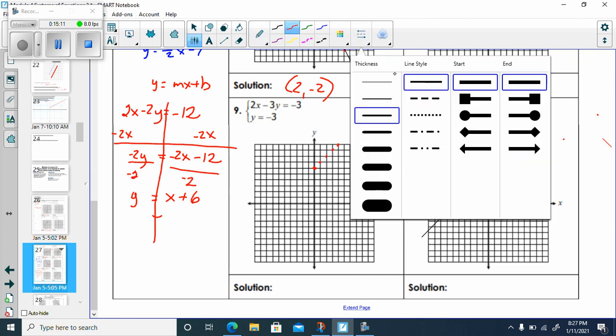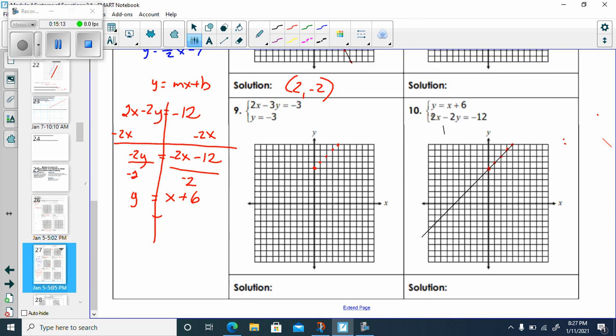Hold on. This replaces this because that's what it was. Y is equal to x plus 6. Notice it's the exact same equation as the one on top, replacing this one. So if I'm plotting this one, y is equal to x plus 6, I start at 6, and my slope is 1, up 1 over 1, up 1 over 1, up 1 over 1.